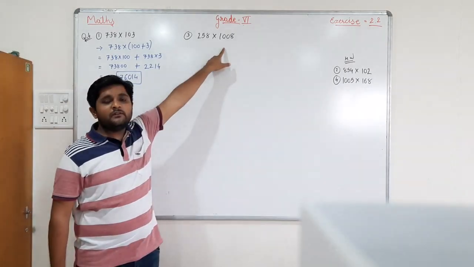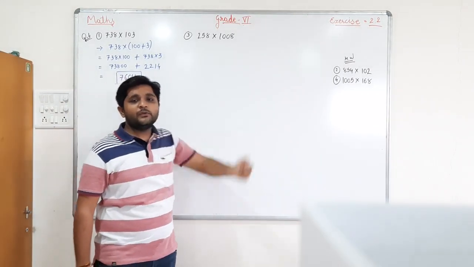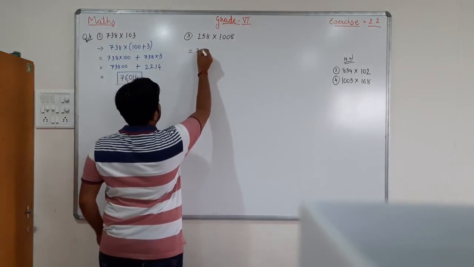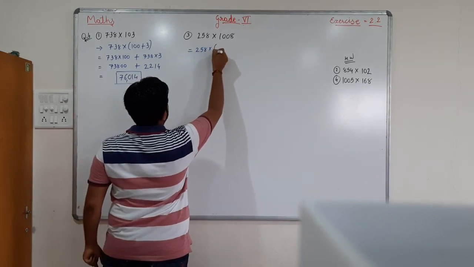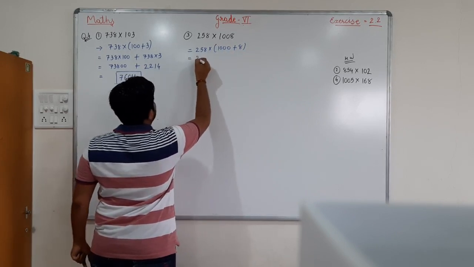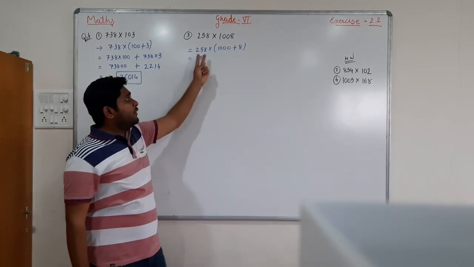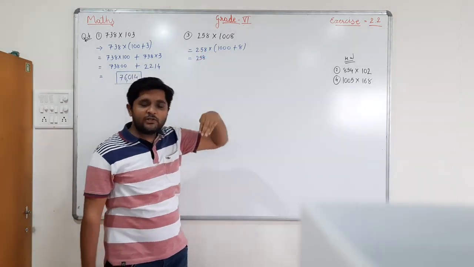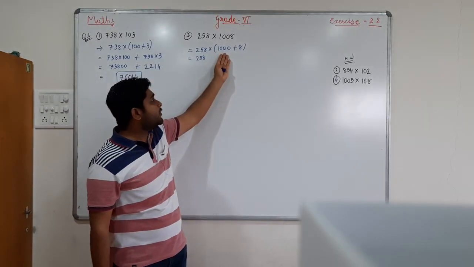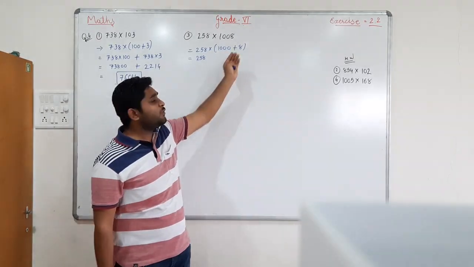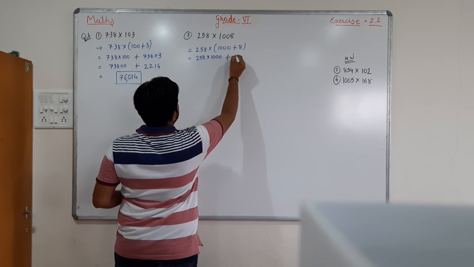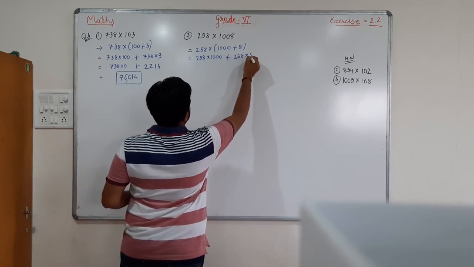Now the next sum: 258 multiplied by 1008. So here what we have to do? Write 1000 plus 8. Now 258 is multiplied with both of these, which means the distributive property: 258 is distributed to 1000 and it is also distributed to 8. So 258 multiplied by 1000 plus 258 multiplied by 8.